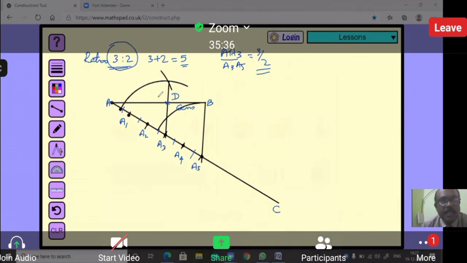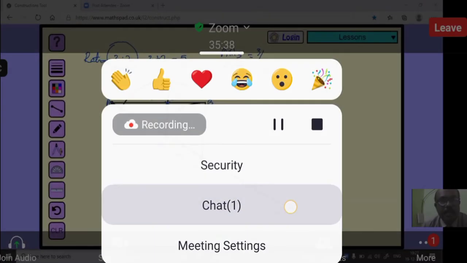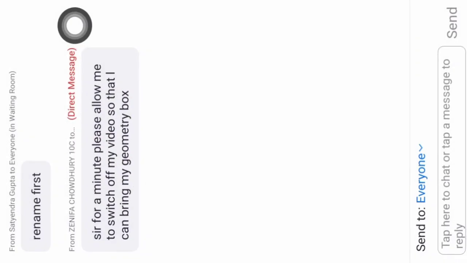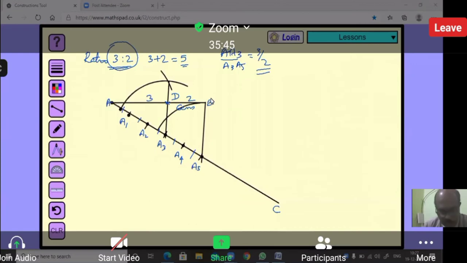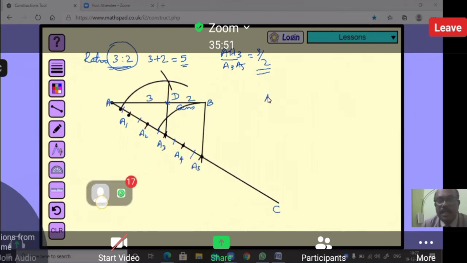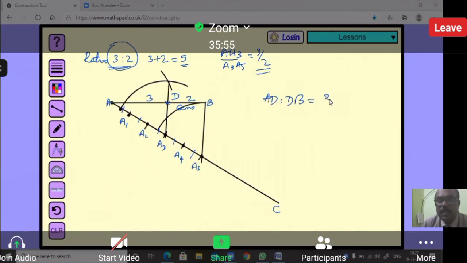Now you can see AD by DB will be 3 is to 2. AD will be 3 parts, DB will be 2 parts. So this is the way we are doing the construction. Here you can write AD is to DB is equal to 3 is to 2. The steps of construction are given in NCERT. You can follow those steps or simply make your own steps.